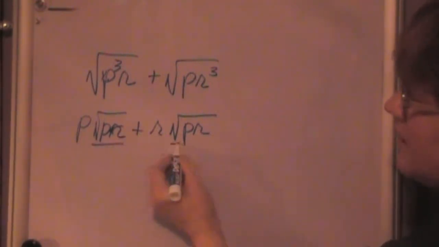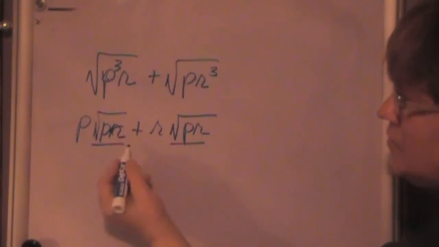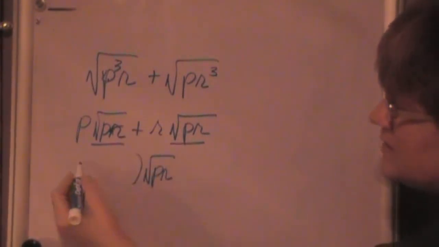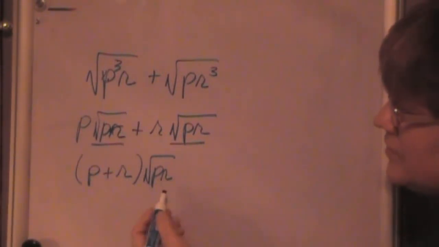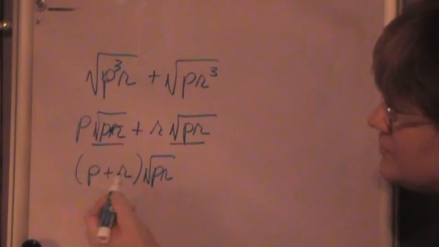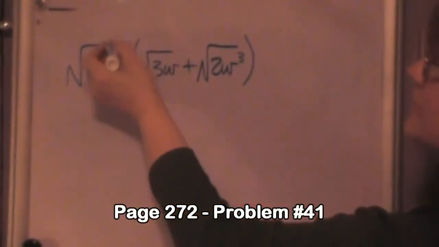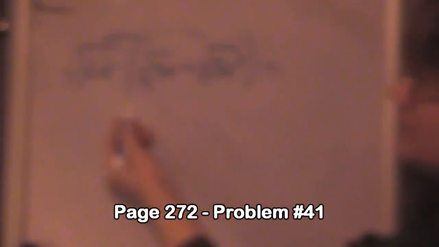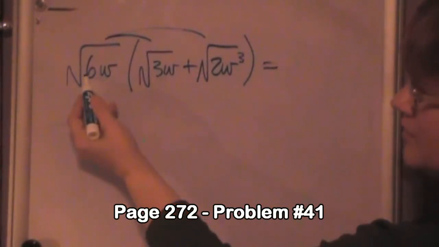Well, square root of pr is common to both of these terms, so I can factor it out. And I'm going to put my sum in front of it as p plus r, because you know the distributive property is not only left distributive, but right distributive. Now again, you're just going to use the distributive property, and in this case, you're just going to multiply through, and what goes inside the radicals is going to go together.